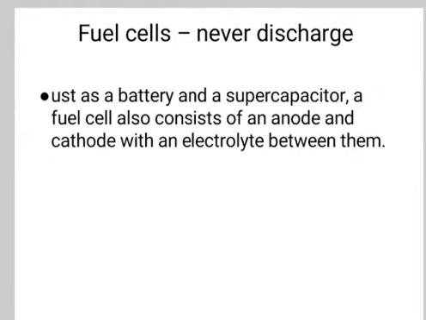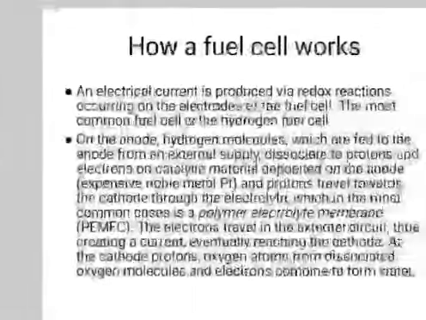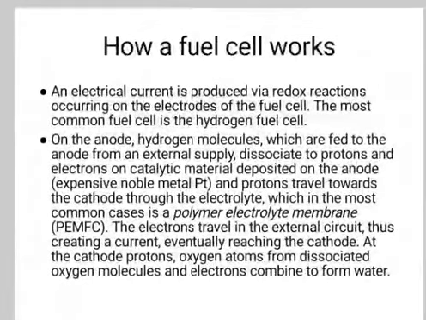Fuel cells never discharge. They act as a battery and supercapacitor. A fuel cell also consists of an anode and cathode with electrolyte between them. Now, how does a fuel cell work? An electrical current is produced via redox reactions occurring on the electrodes of the fuel cell. The most common fuel cell is the hydrogen fuel cell.